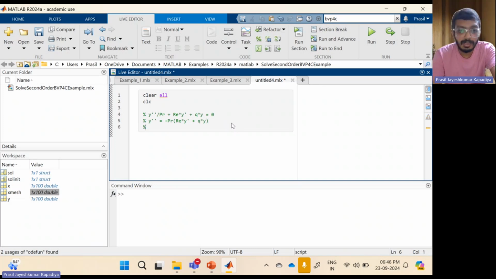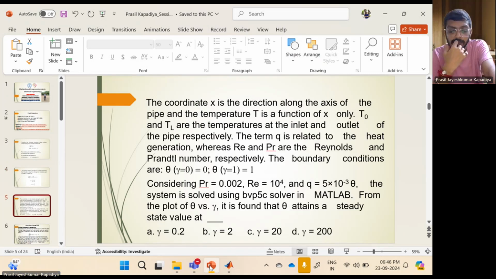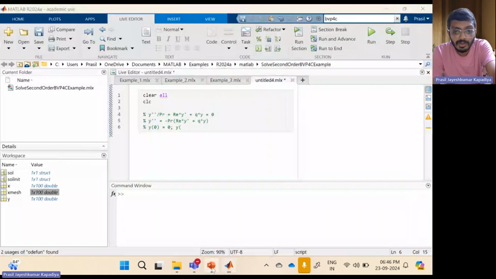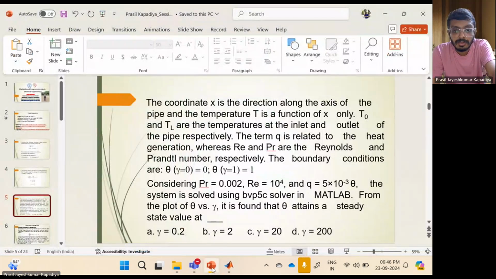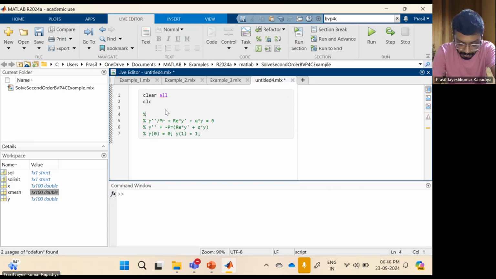Now let's write down boundary conditions. The boundary condition is given as theta at gamma equal to 0 is 0. So I will write y of 0 is equal to 0 and y of 1 is equal to 1. Same. Okay, so let me just write down one thing here. y is equal to theta and x is equal to gamma. It's just for my future reference.